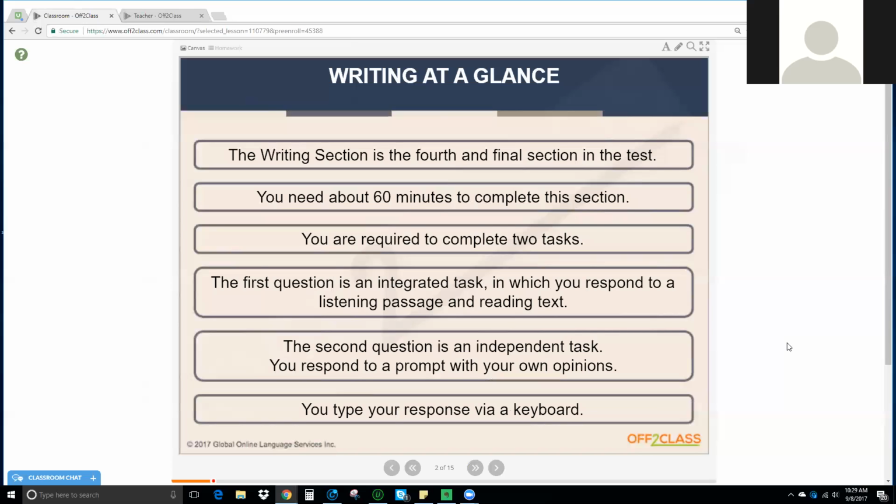Okay, in the second question on the writing portion, you will receive an independent question. So what this means is you'll be asked a question about your own opinions, like how do you feel the transportation system could be improved in your community?